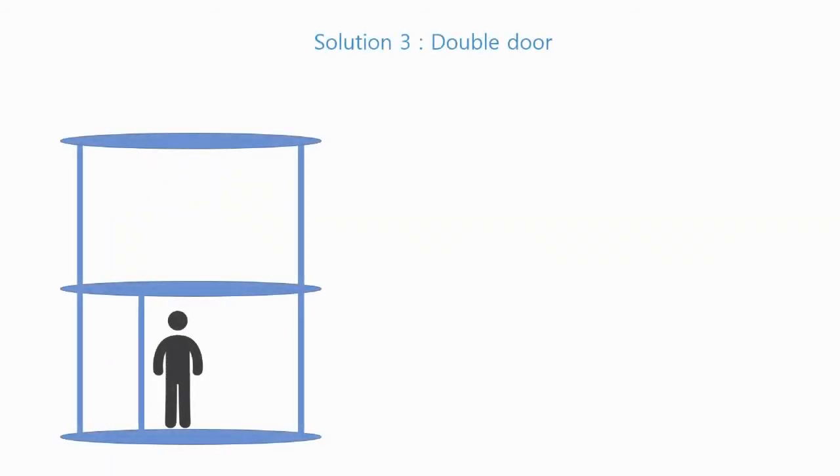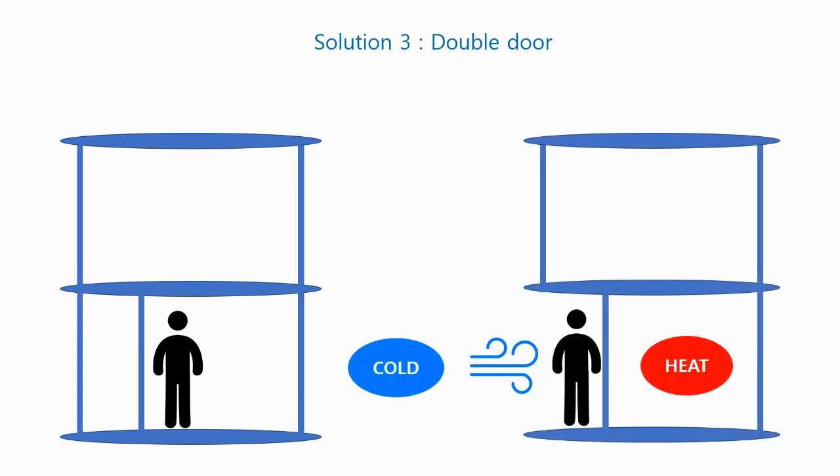A third solution is to place a double door. Placing a double door can reduce the occurrence of the stack effect since it is relatively easy to open the door and it does not allow rapid cold air inflow.